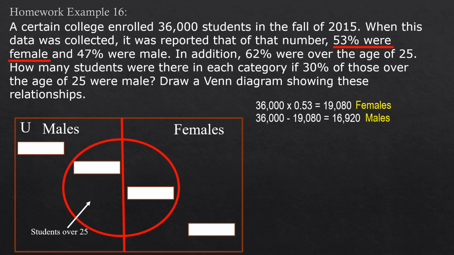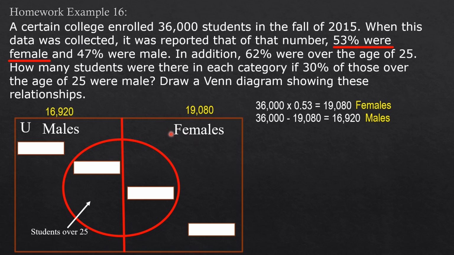All right, so I'll let that sink in for a second. Now I've got the population divided: I know that I've got 19,080 females and 16,920 males. And I went ahead and put those numbers over here on the chart.